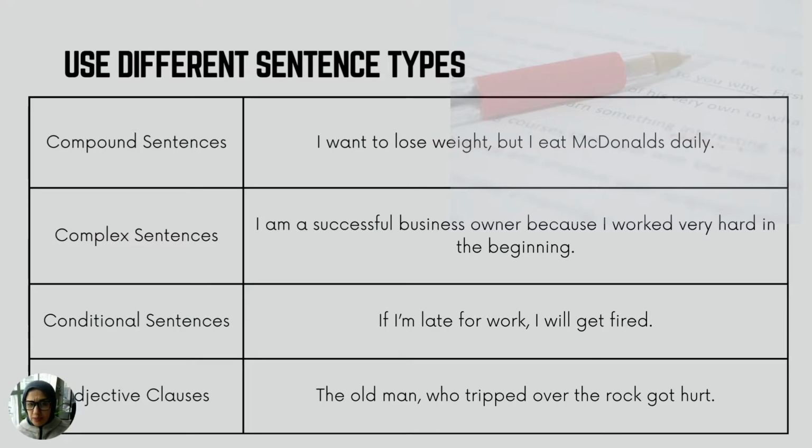I want to lose weight, but I eat McDonald's every day. Whereas complex sentences are a sentence like this: I am a successful business owner because I work very hard from the beginning. Conditional sentences are: if I'm late for work, comma, I will get fired. And last but not least, adjective clauses are sentences such as: the old man, comma, who tripped over the rock got hurt. So you want to make sure that you include these different sentence types in your answer to score a high band.